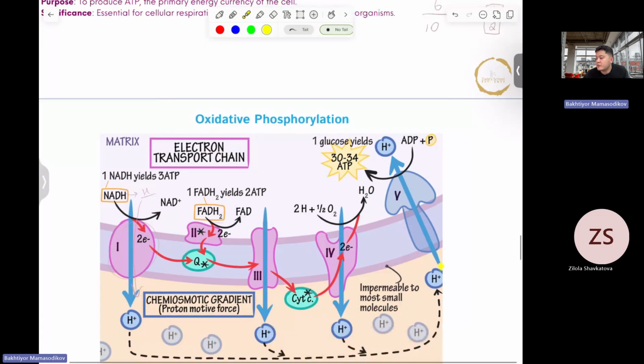So what does it mean? When the proton moves inside the cell, it's going to go through the fifth complex, which is called ATP synthase. When they go through the ATP synthase, what's going to happen? ATP synthase is going to make a lot of ATP molecules. They're going to phosphorylate ADP and produce the ATP molecules. Okay. So this is actually what we need. This is how we produce the ATP from the electrons we have been using.